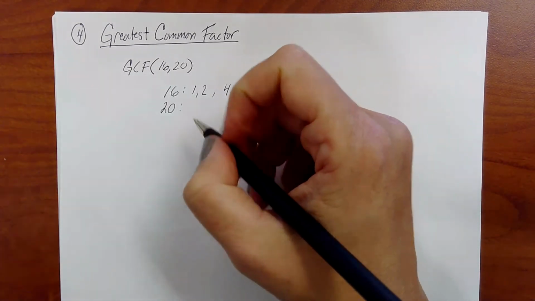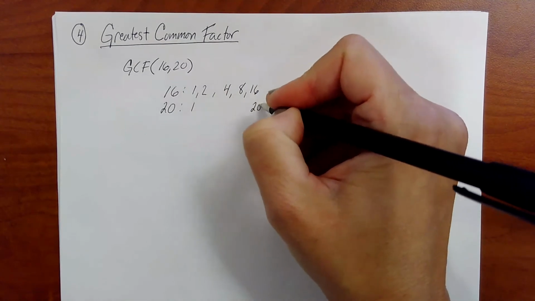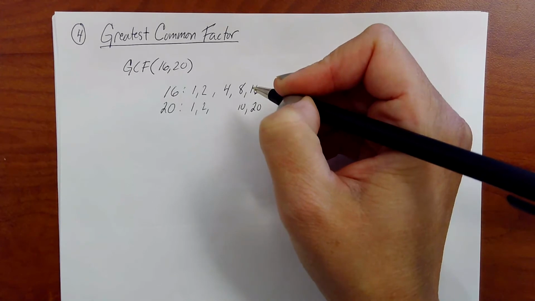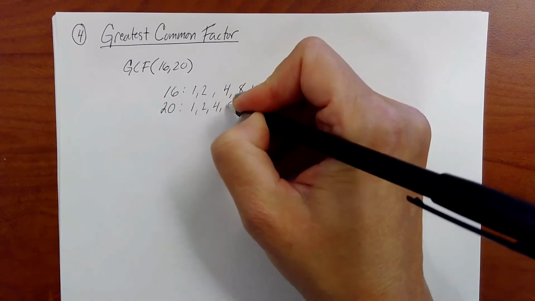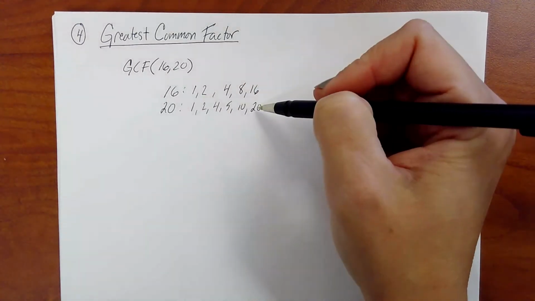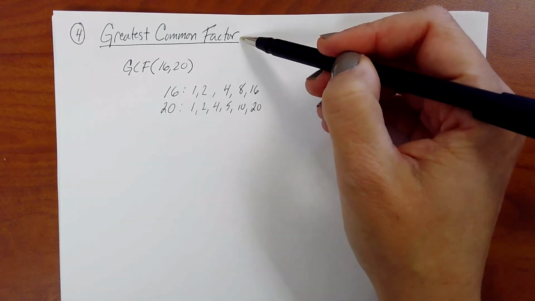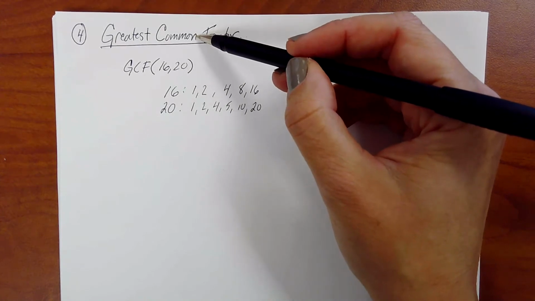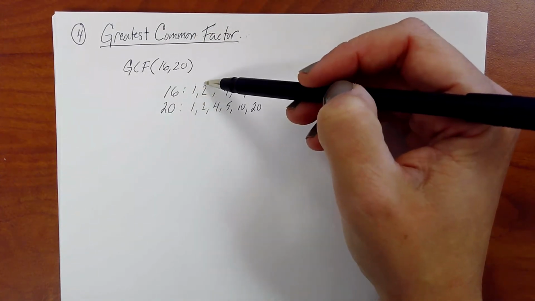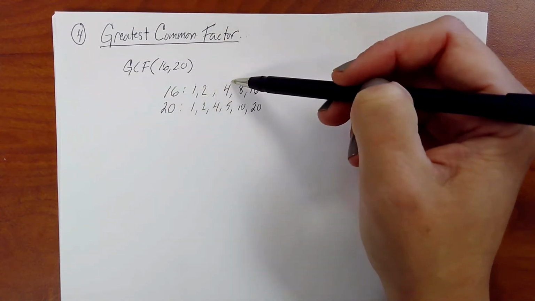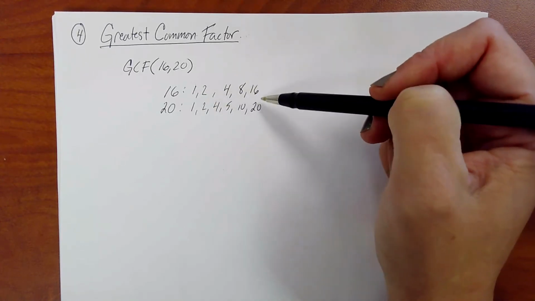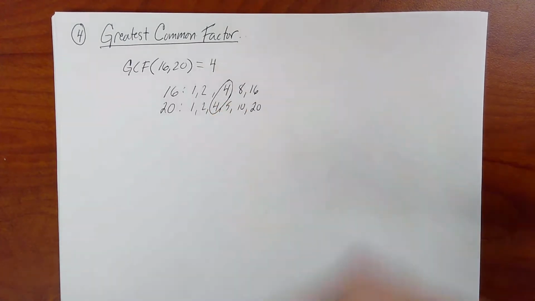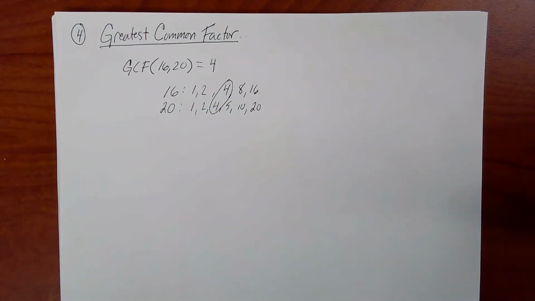Let's do the same thing for 20. You got 1 times 20, 2 and 10, 4 and 5. So those are all the factors of 20. Now, what's the greatest common factor? So the biggest number that they both have in common. They both have a 1, but let's get bigger. 2, they both have a 2. 4 is it? So the greatest common factor of 16 and 20 is 4.